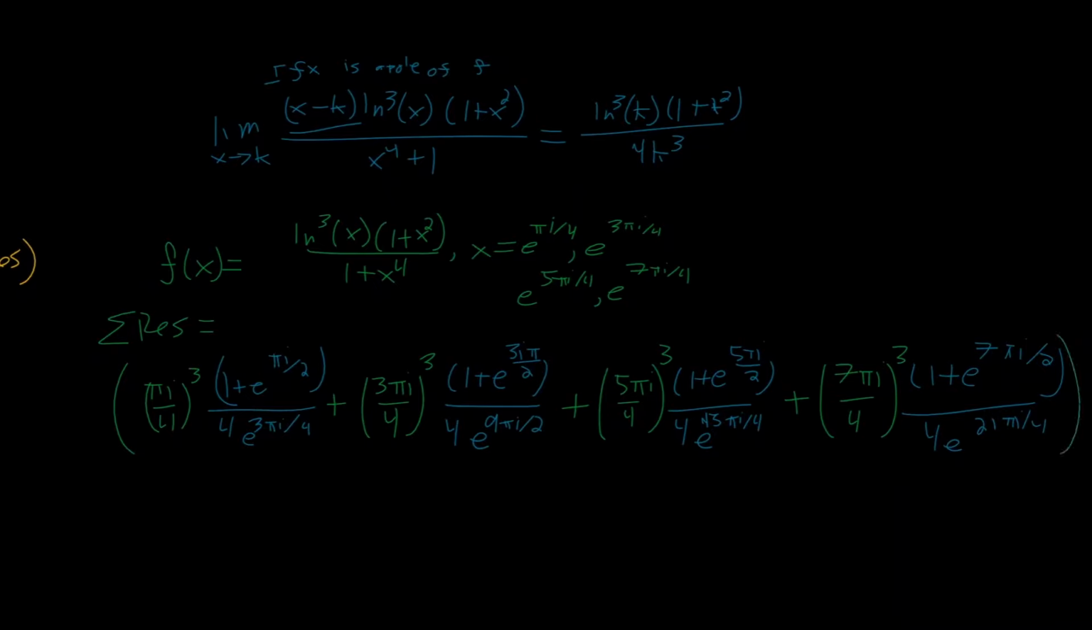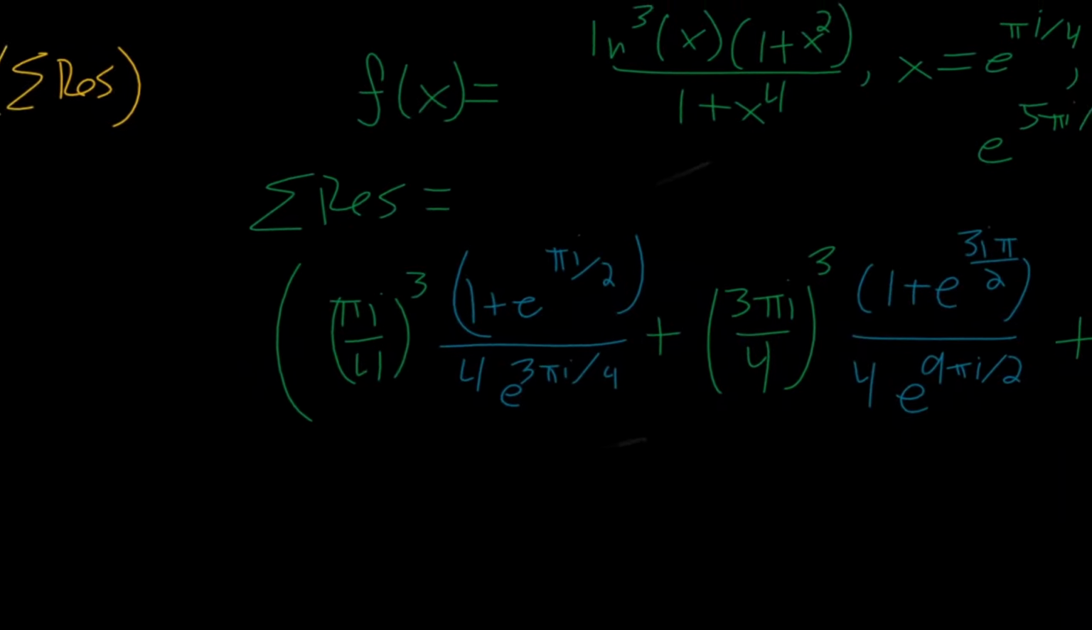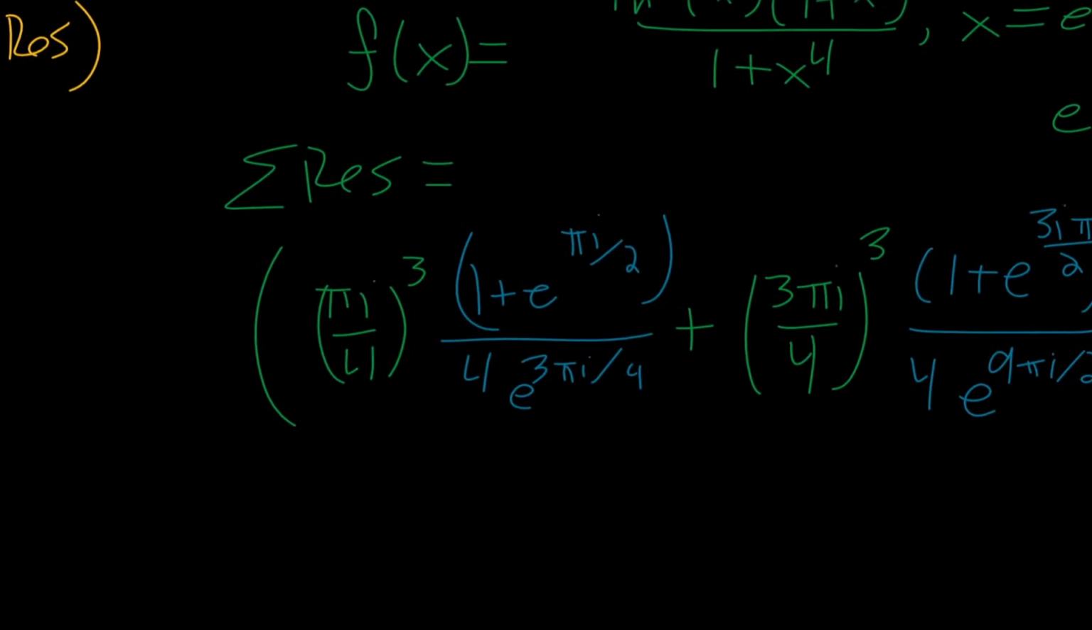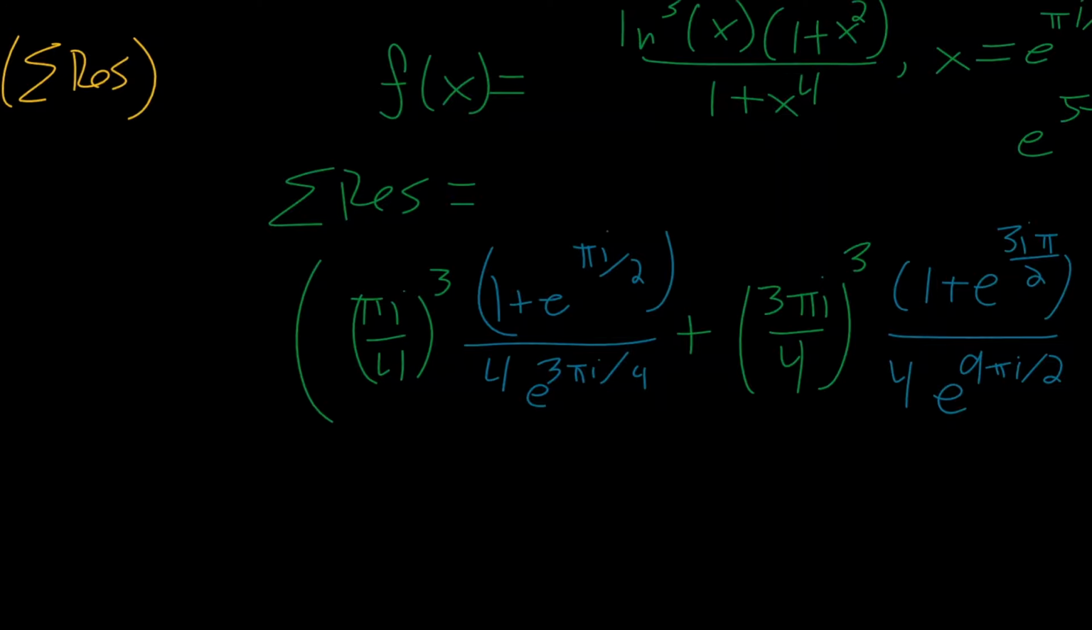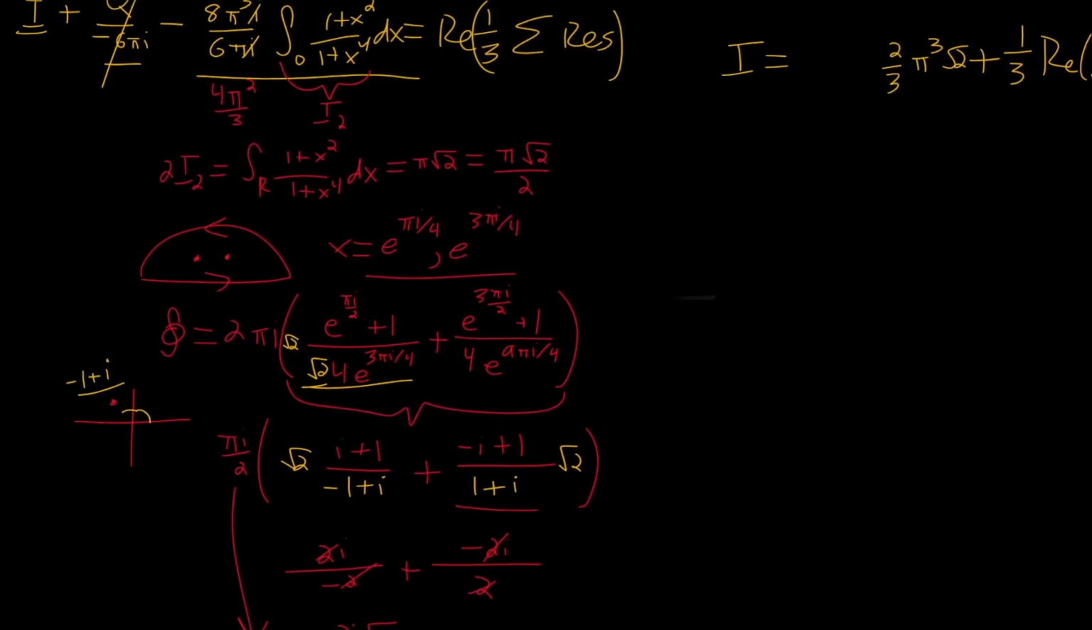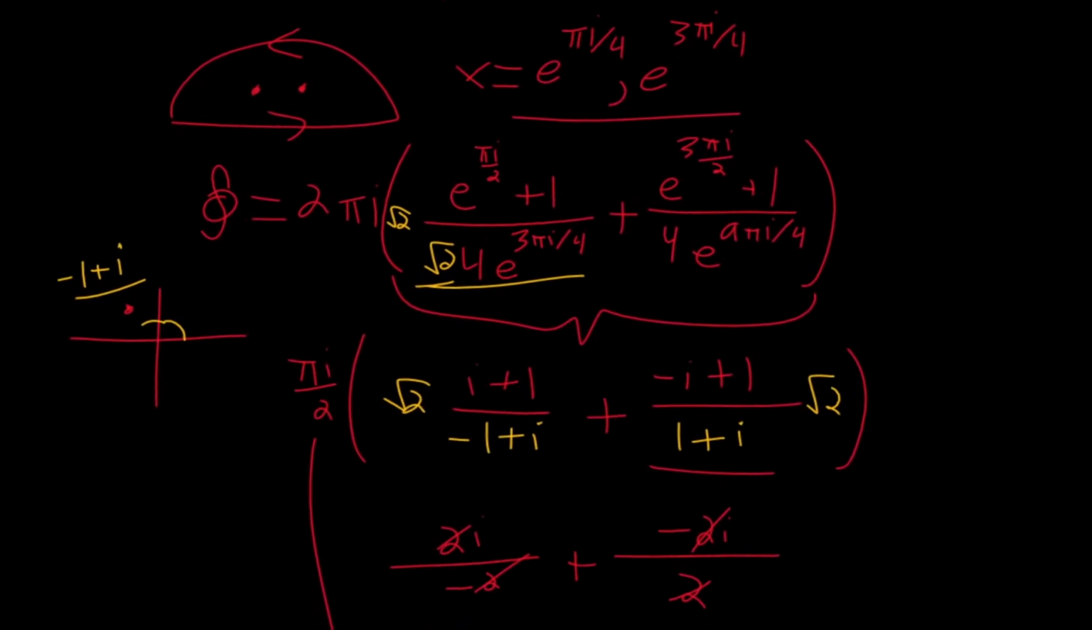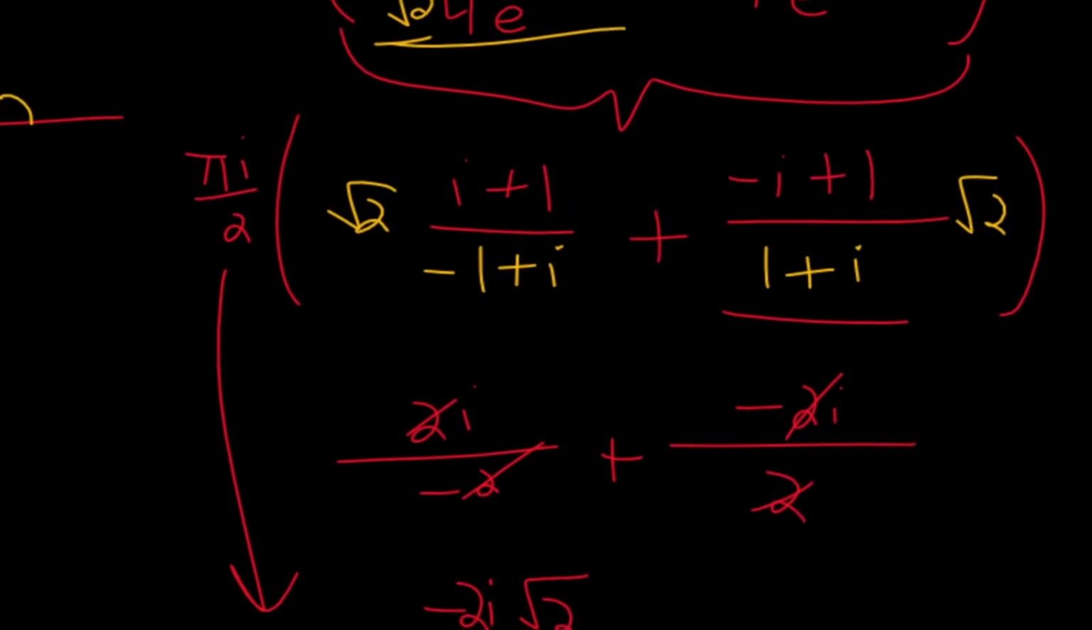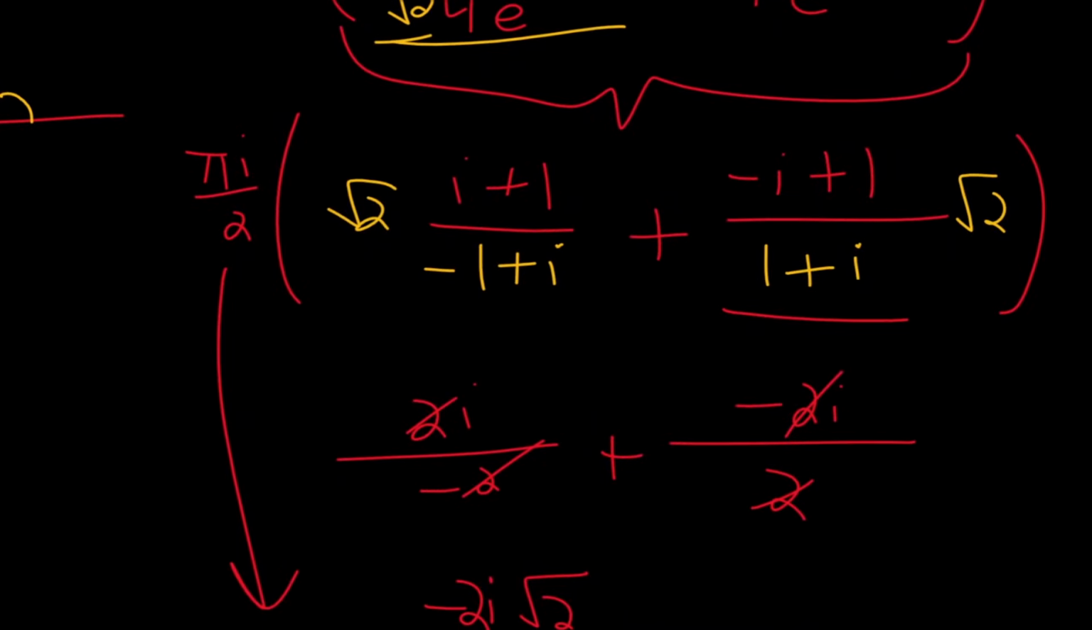So I hope you enjoy it. No, I'm kidding. We're actually going to be evaluating this. So let's just go ahead and take a look at all this. So we've already evaluated some of this, actually. So there's 1 plus e to the pi i over 2 over e to the 3 pi i over 4. Well, if we scroll down here, we've already evaluated this term specifically to be minus i square root 2.